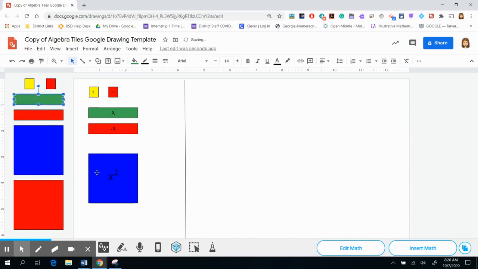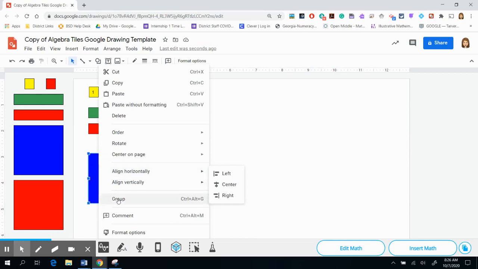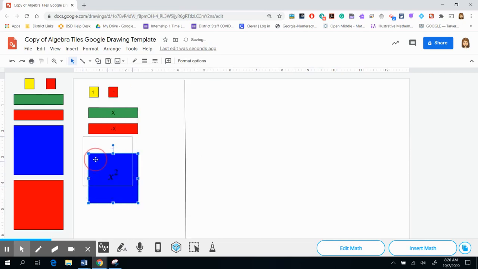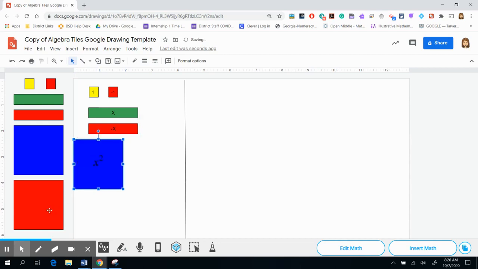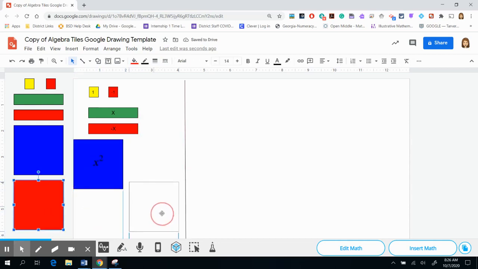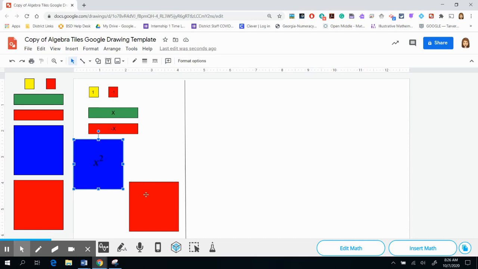Now, how about taking a look at, we're going to group these here real quick. Let's take a look at this red square here. It is congruent to the blue, same size and shape as x squared, but it's red. So we are looking at a negative x squared.